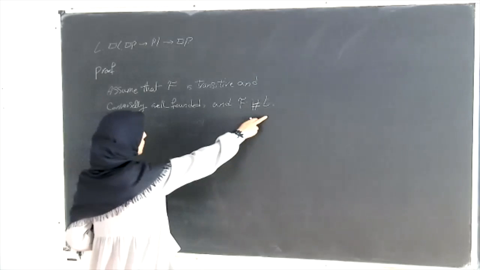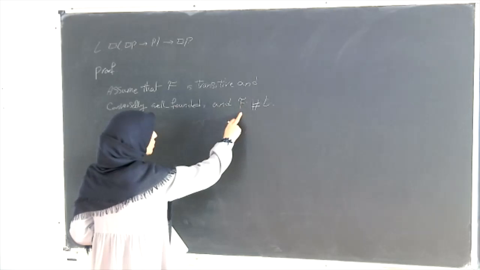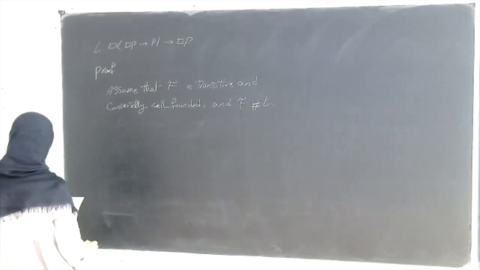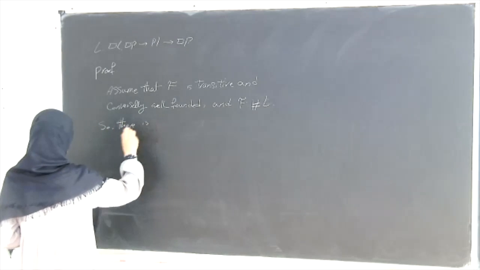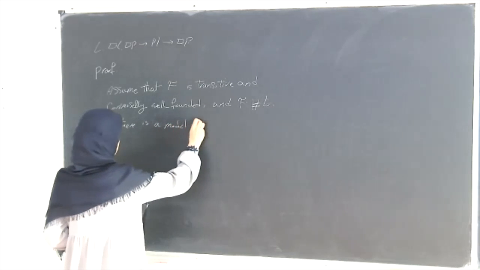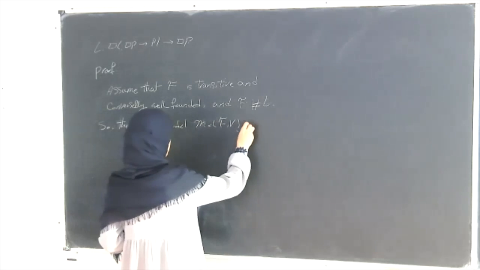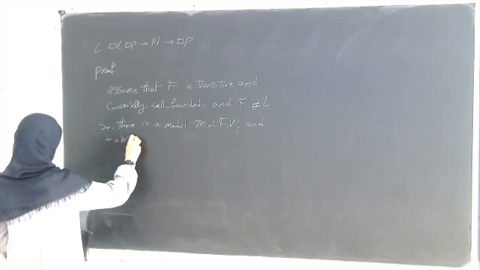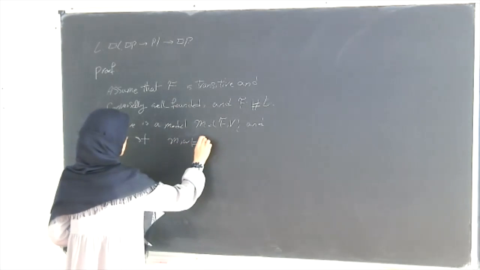When some formula is not valid on F, it means that there is some model based on F and some point where this formula does not satisfy at that point in the model. So there is a model M equal to (F, V) and a point W in W such that in M and W, L is not true.